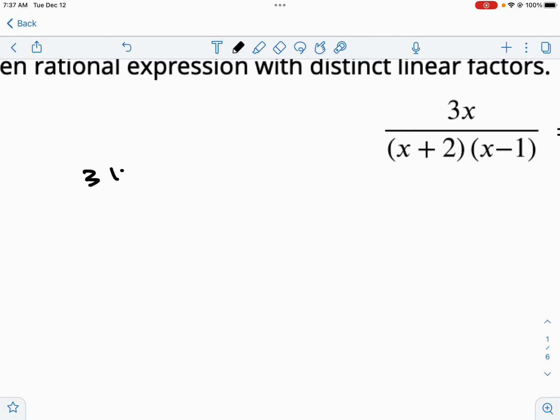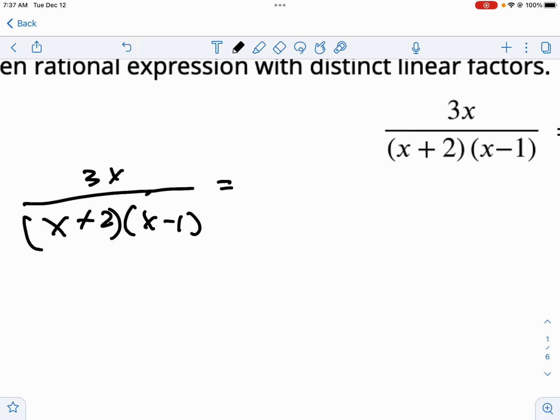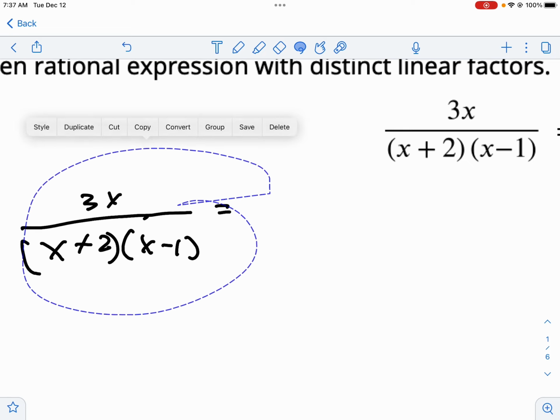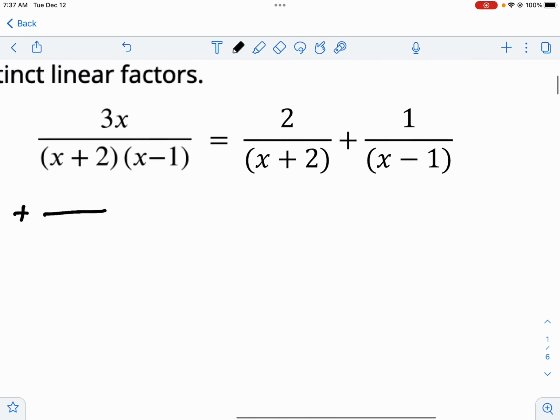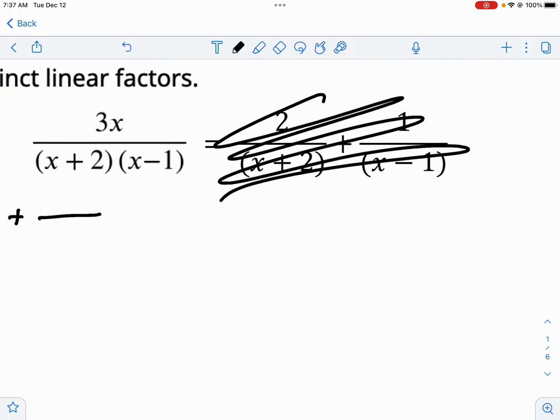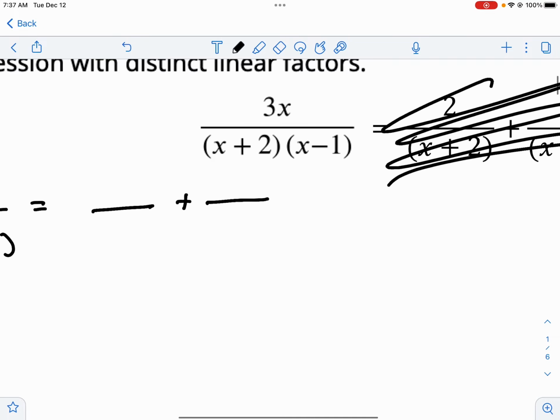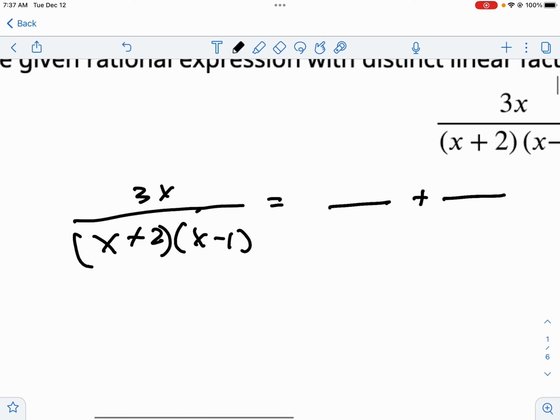So if I have 3x over x plus 2, x minus 1 on the bottom. So it's two parts on the bottom. That means that I'm going to have two sets of fractions. Okay, so pretend that this is not over here. This is not. That's the answer. But pretend you don't know that. So we have two parts.